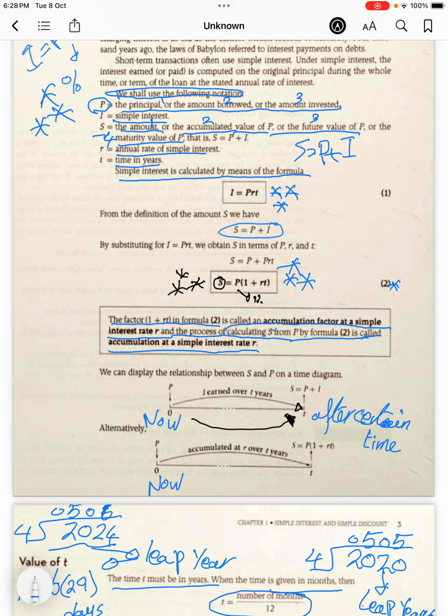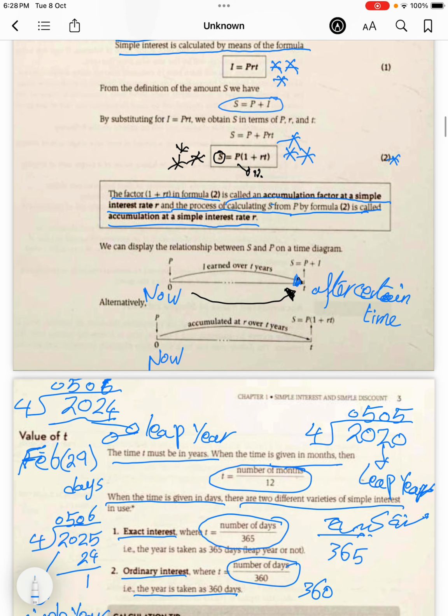Here, we can display this timeline by putting S and P. P is now the principal. After some years, T, we will have S. Notice the arrow. Accumulated at R over T years, S equals P, open bracket, 1 plus RT, substituting PRT instead of I.